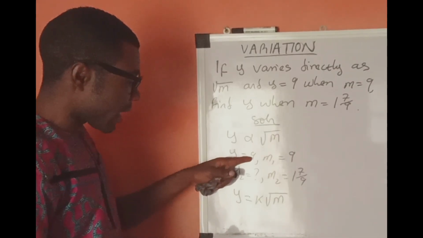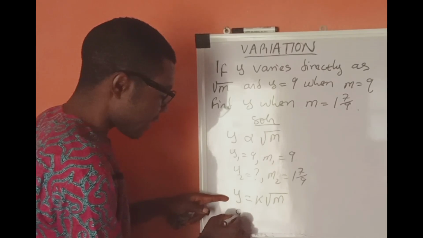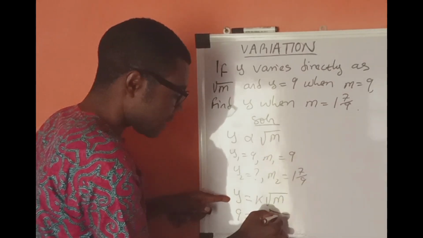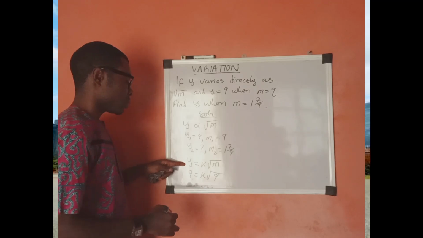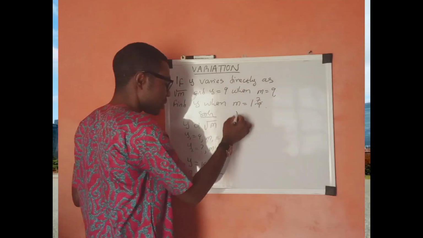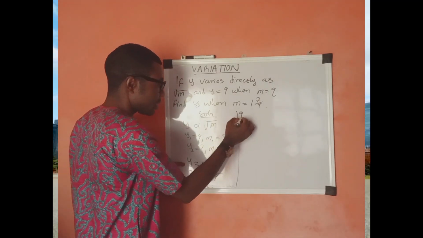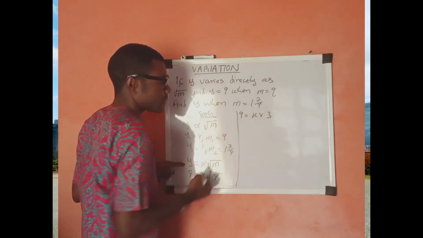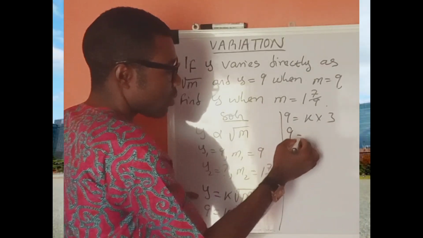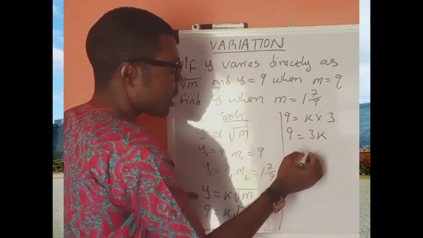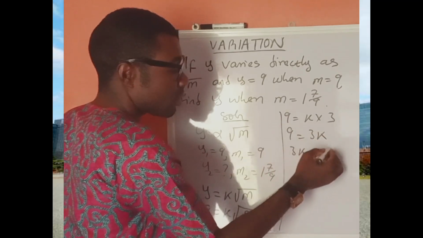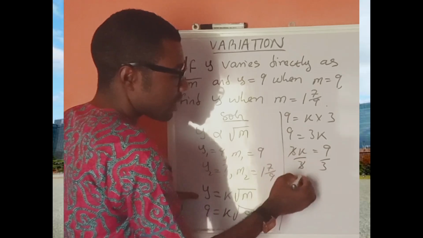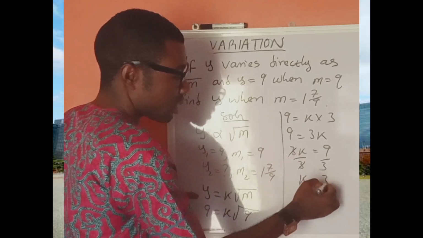Okay, then when y is 9, we substitute y as 9, equals k root m, m will be what? 9 as well. So we find k. That means that we are going to have 9 equals k times the square root of 9, which is 3. And then we have 9 equals 3k. 3 times k is 3k. That means 3k is also equal to 9. And we divide both sides by 3, so that k equals 3.